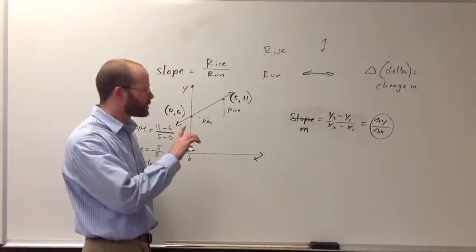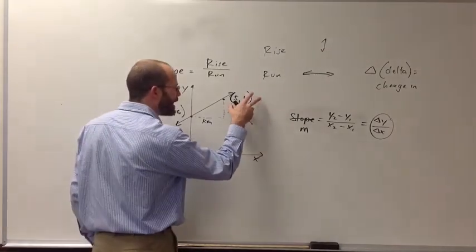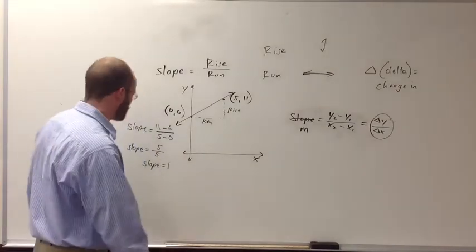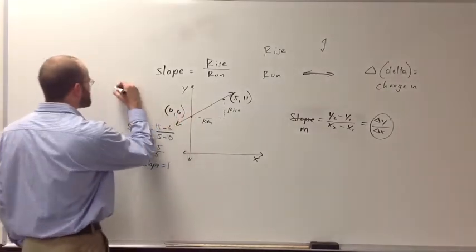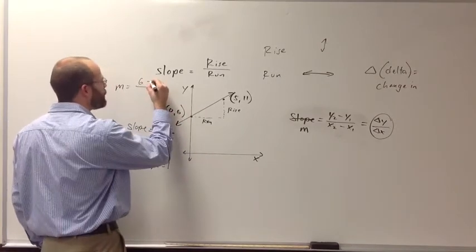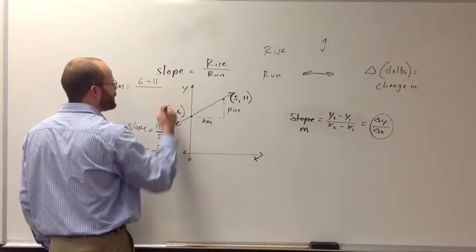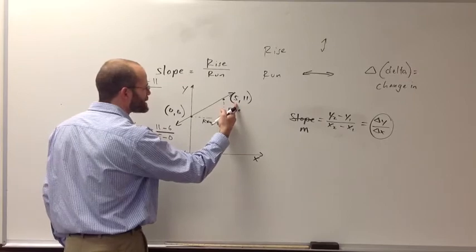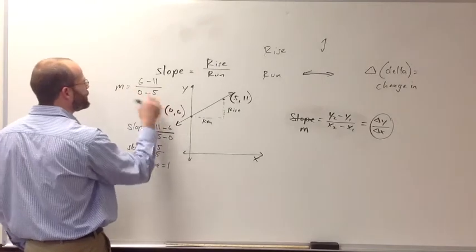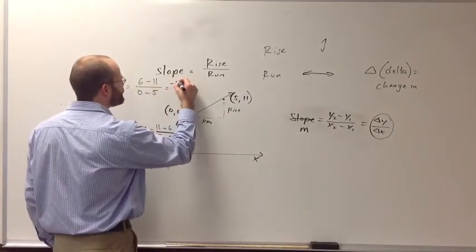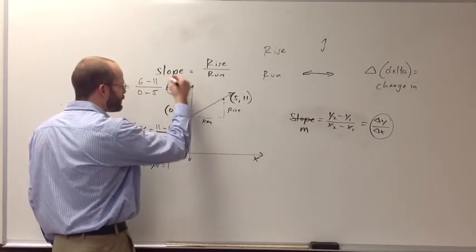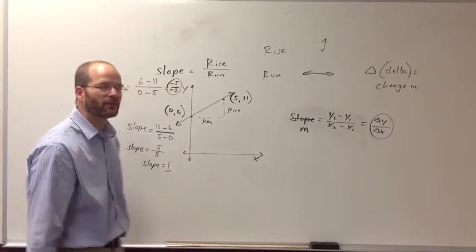So, let's just see if this works if we switch these. Suppose instead we call this x1, y1, and this one over here we call x2, y2. Let's just test to see if we get the same values here. So that means that to find slope, it'll be 6, which is y2, minus 11. And then I have 0, x2, minus 5. Let's simplify this. 6 minus 11 is actually negative 5, and 0 minus 5 is negative 5 as well. And negative 5 over negative 5 is the same as positive 1.